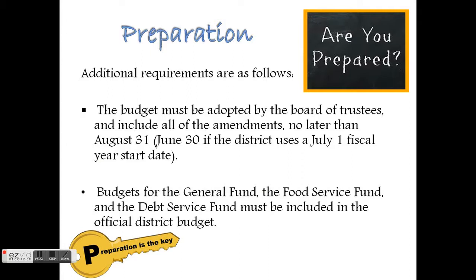Let's look at preparation, because preparation is the key. In addition to everything we've already talked about, additional requirements are as follows. The budget must be adopted by the Board of Trustees and include all of the amendments no later than August 31st. And this would change if it's a fiscal year and if July 1st is the fiscal year start date. The next requirement would be that the budgets for the general fund and the food service fund and the debt service fund must be included in this official district budget.